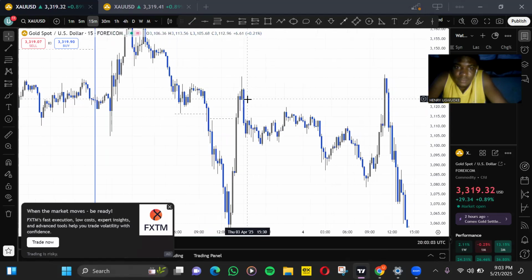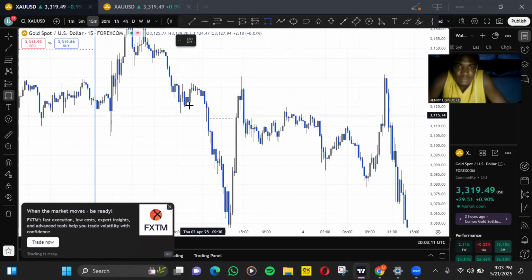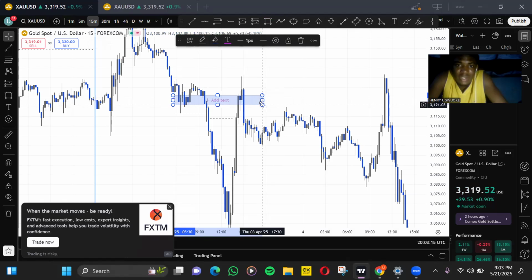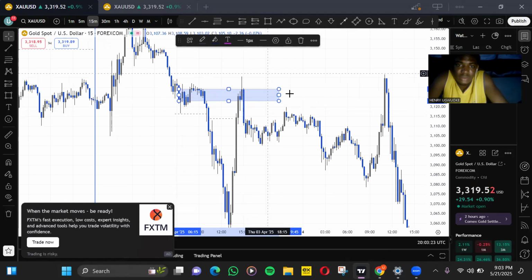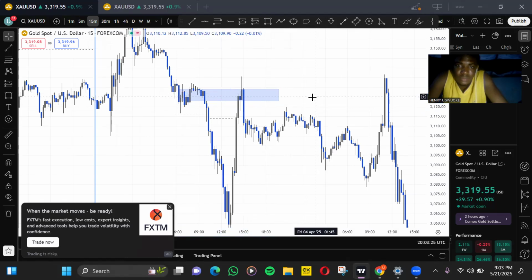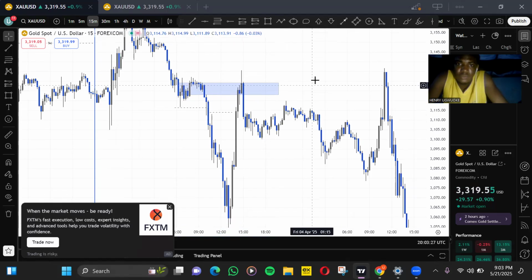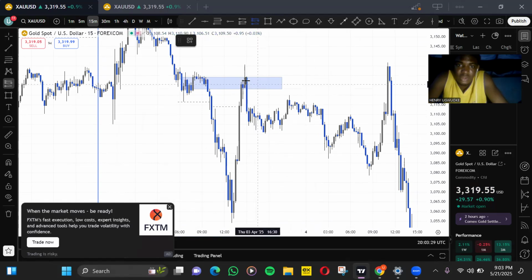So looking at this break of structure, first value pullback. Now, where do I use as my POI? I use breaker block as my POI. But looking at the market, it ignored our breaker block, came here, tapped into another block above here and sold off. If you noticed. So this is the first trade, trade one.